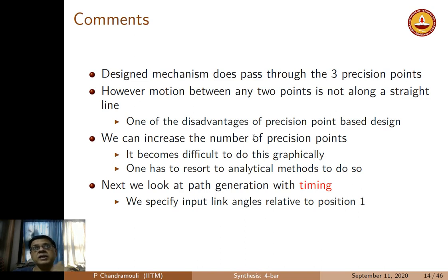In the next lecture, what we are going to look at is how to do path generation with timing. We will define what we mean by timing. We have done a general path generation system here, and you could do this with timing, where we specify the input link angles with respect to position 1 like before. I will define what we mean by path generation with timing, and we will go about doing that kind of a design.